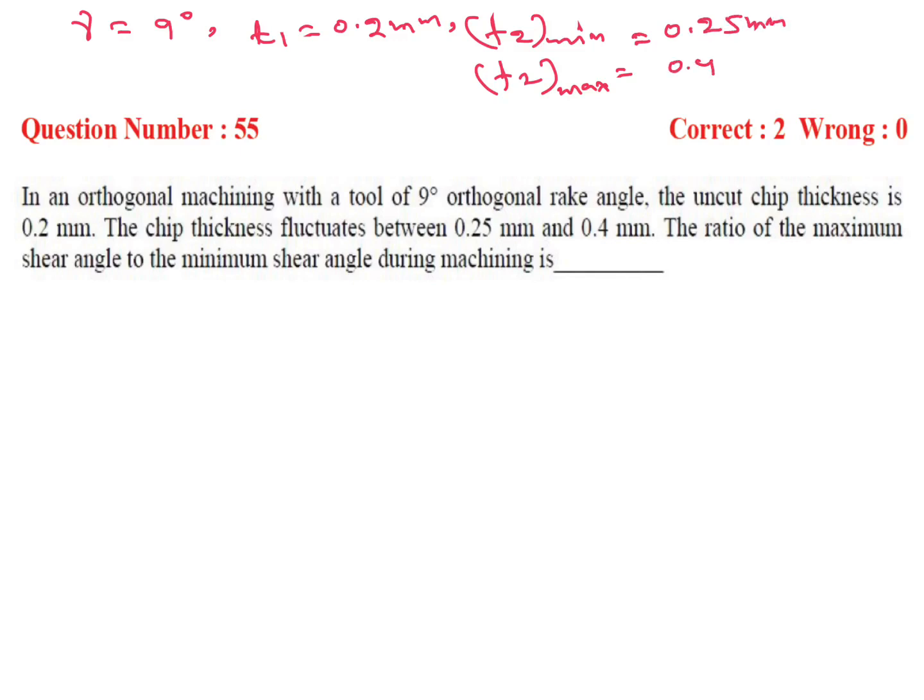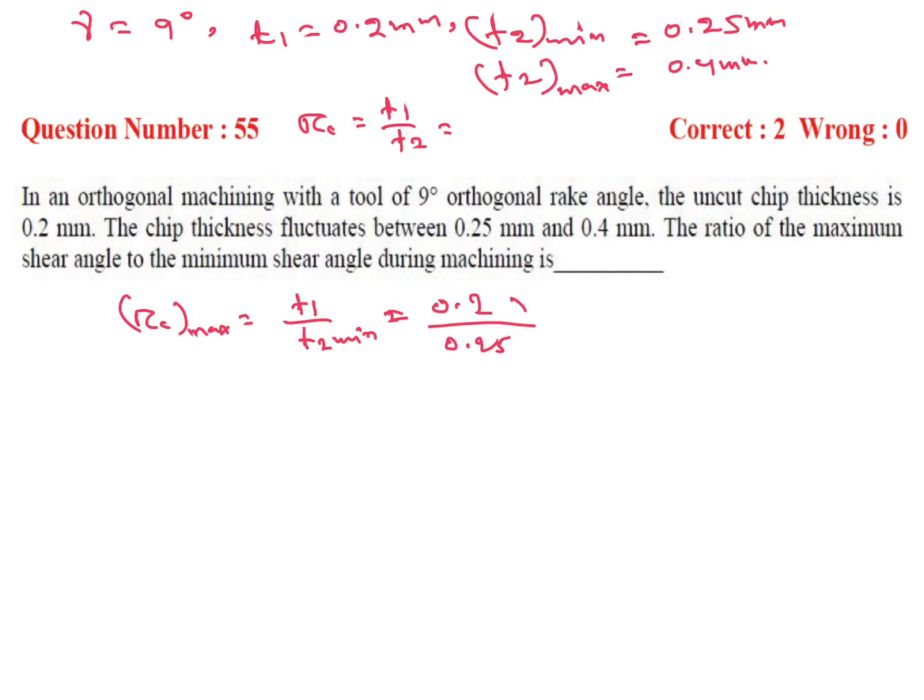So the chip thickness ratio rc is T1 by T2, and you will get rc maximum and rc minimum values. rc is maximum when T2 is minimum. So rc maximum is T1 by T2 minimum, which is 0.2 divided by 0.25. Multiply by 100 and divide by 10 here, then 20 by 25, 4 by 5, or 0.8. This is the rc maximum value.